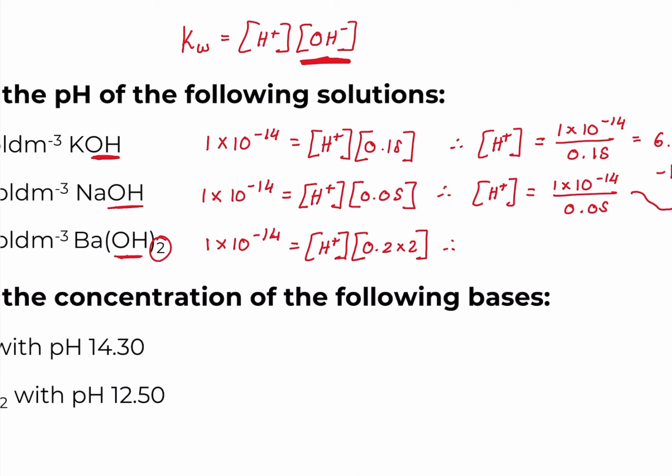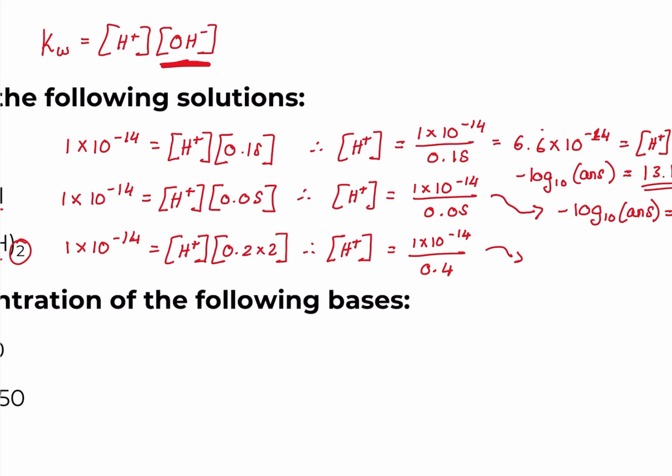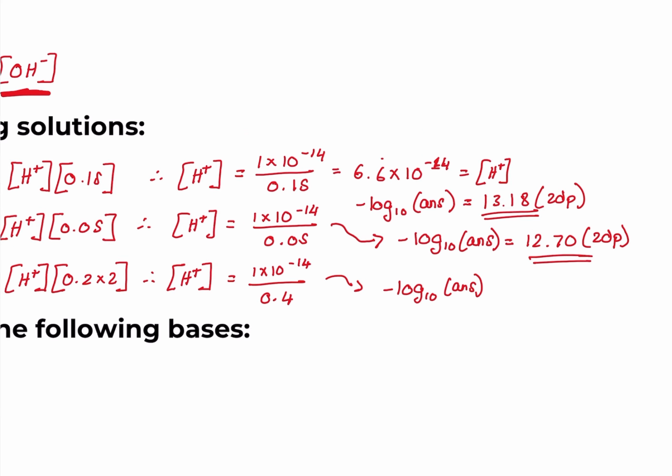Same concept over here. We're going to have the hydrogen ion concentration to be 1 times 10 to the power of negative 14 divided by 0.4. And then whatever answer we get over here, we're going to negative log base 10, and we're going to give our answer to 2 decimal places. So we're going to negative log base 10 of 1 times 10 to the power of negative 14 divided by 0.4, and that gives us an answer of 13.60 to 2 decimal places.